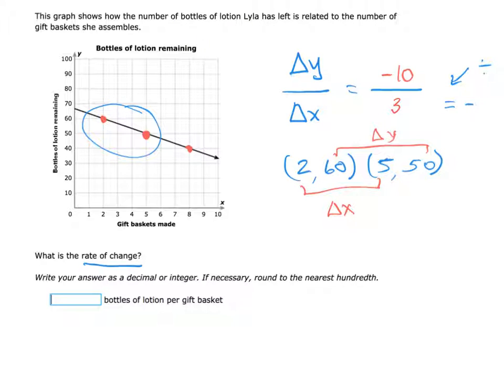Now when I do that on my calculator, I'm going to divide negative 10 by positive 3, which is going to give me negative 3.3, repeating forever. When I round to the nearest hundredth, that would be negative 3.33.